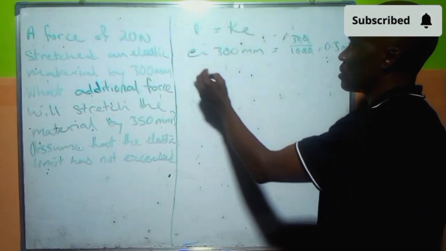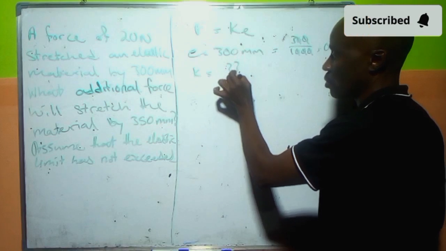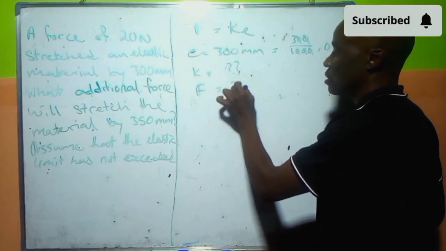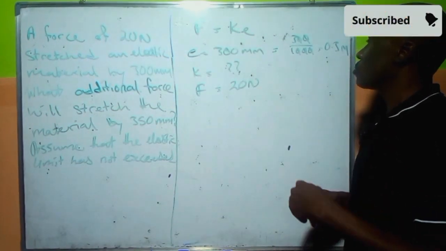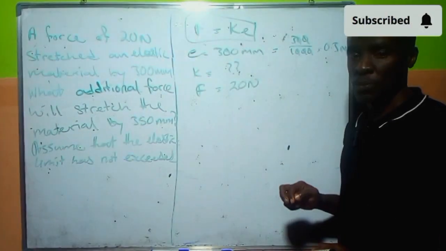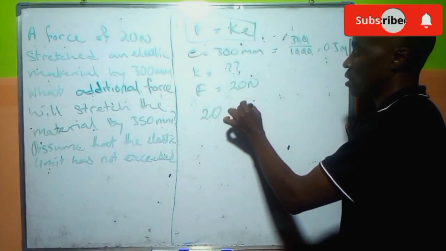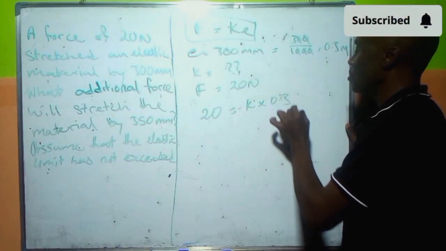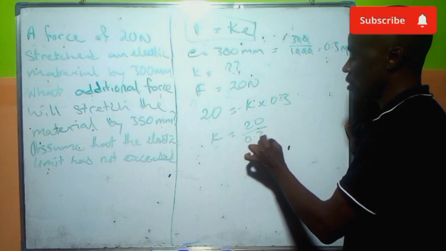So what next? Our extension is what we don't know. First, we need to get this constant K. I put question marks here. So our force here is what? 20 Newton. So what are we going to do? We are going to apply Hooke's law and substitute each of them. When we substitute, you have force 20 Newton equal to K, which we don't know, and then our 0.3. So when we cross over, K is equal to 20 over 0.3.